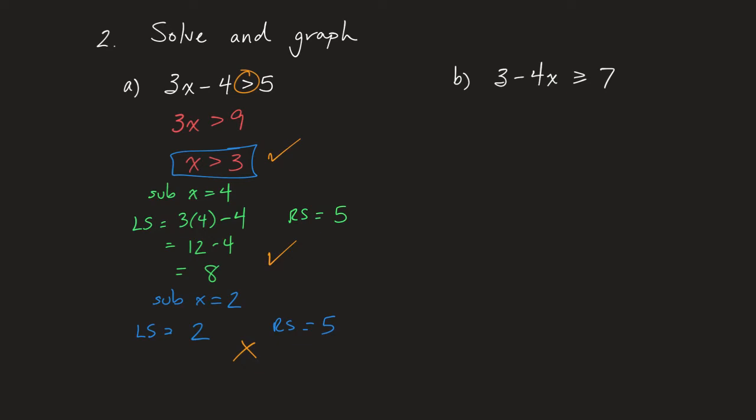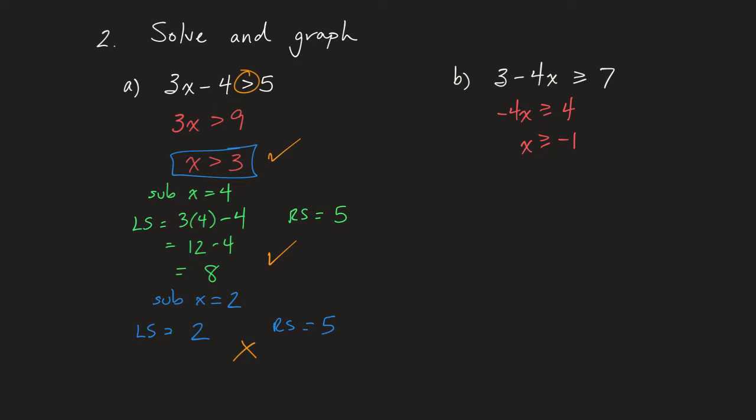Okay, we're back. So, maybe I end up doing this. And to get rid of that positive 3, I'm going to subtract 3. And now, to get rid of my times by negative 4, I'm going to divide by negative 4, and I flip the inequality symbol. Pretty straightforward.